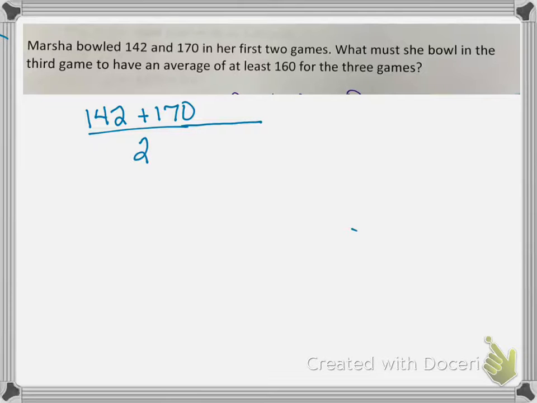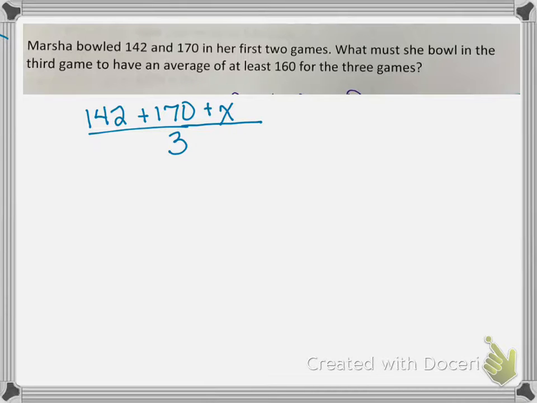Do I know what that extra game is yet? No. So how can I represent it? X. Okay? And when I add that unknown game in, I'm no longer dividing by 2. What am I dividing by? 3. Okay?